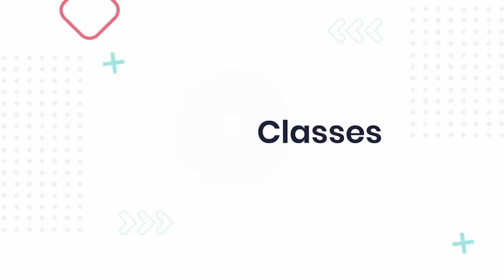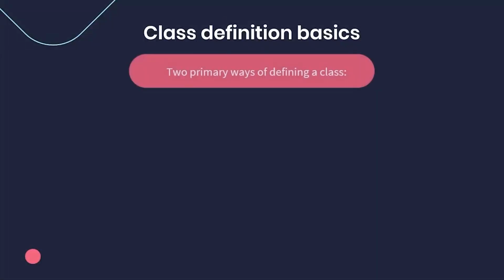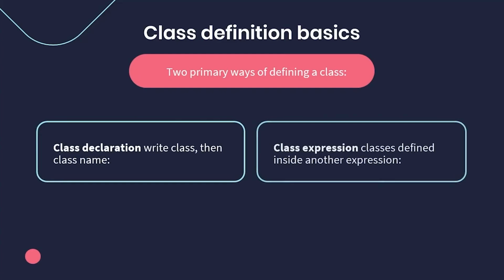Now, classes are a pretty new syntactical construct in ECMAScript. They are basically a template for creating objects that use prototype and constructor concepts. Similar to the function type, there are two primary ways of defining a class: class declarations and class expressions. Both use the class keyword and curly brackets.